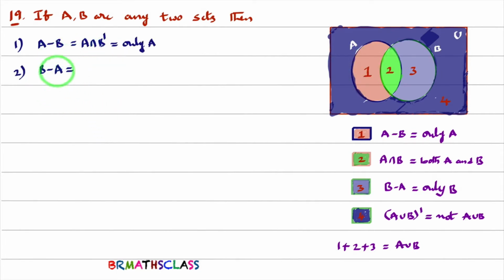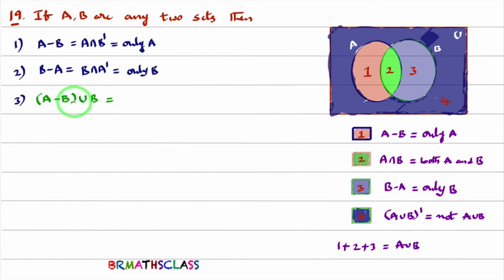Similarly, what you say about B minus A? B minus A means all the elements present in B but not in A. This can be written as B intersection A dash. What it means? B but not A. So this simply we can say it as it is nothing but only B.